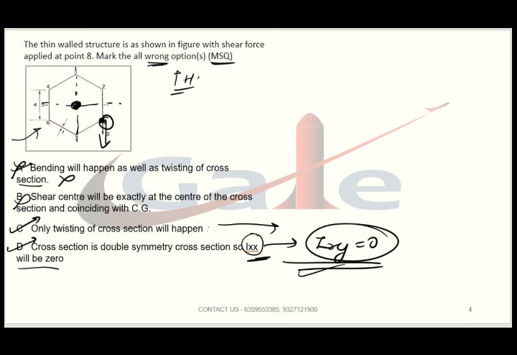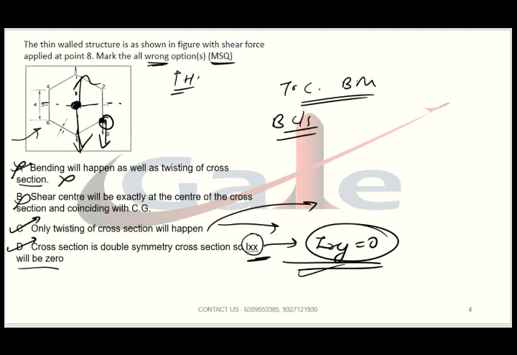And option C, if you see, says only twisting of the cross section will happen, but it is not so, because when shear force is applied somewhere away from the shear center, twisting of the cross section will happen and bending of the beam will also happen. So both things will happen. When shear force is applied exactly at the shear center, only bending of the beam will happen. There will not be any twisting. So I hope option C is clear, why only twisting of the cross section will not happen.